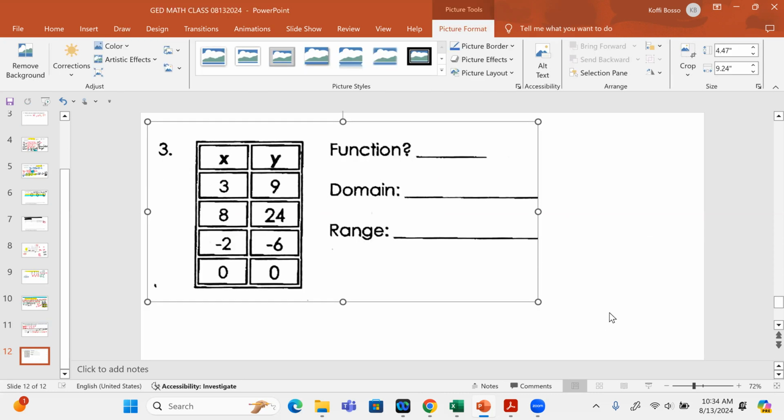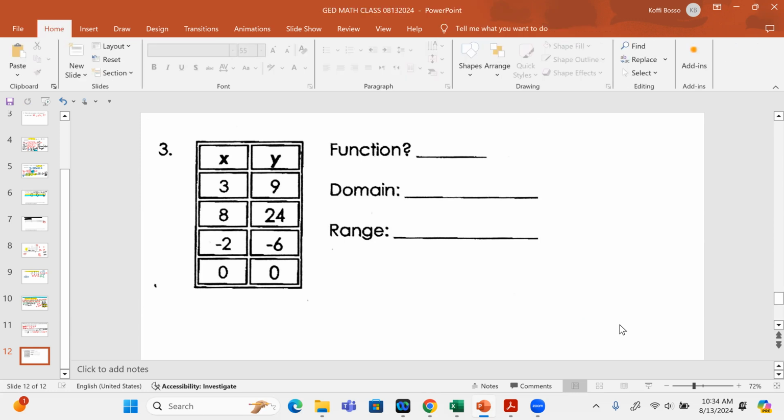So here we want to know if this table represents a function. Okay, and what is the domain and the range? X value will not repeat if it's a function. I want you to write it down, that sentence. The table will not be a function if the X value is repeating.